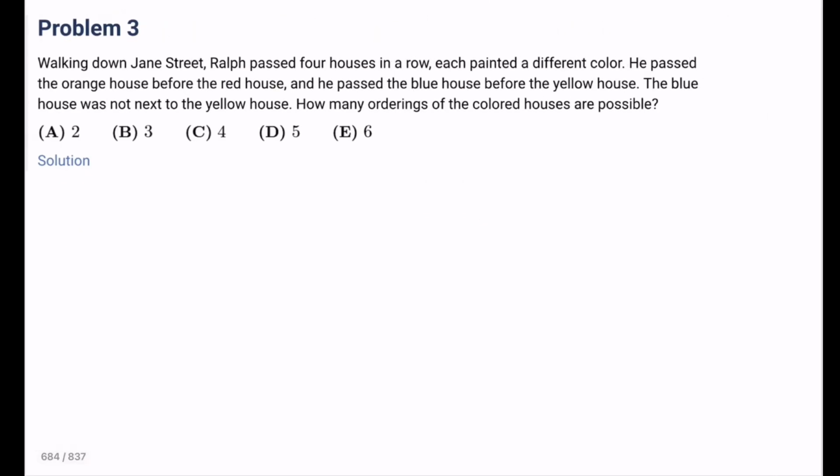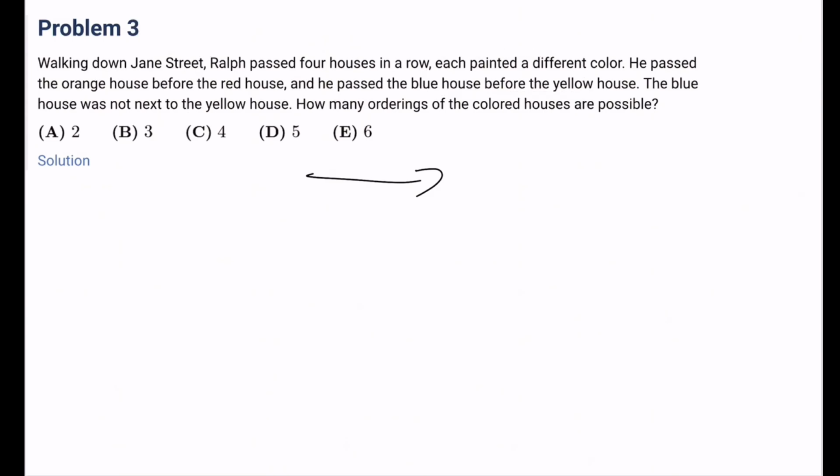Number 3. Walking down Jane Street, Ralph passed 4 houses in a row, each painted a different color. He passed the orange house before the red house, and he passed the blue house before the yellow house. The blue house was not next to the yellow house. How many orderings of the colored houses are possible? Okay, so let's say that Ralph went this way. So he passed the blue before the yellow, and he passed the orange before the red.